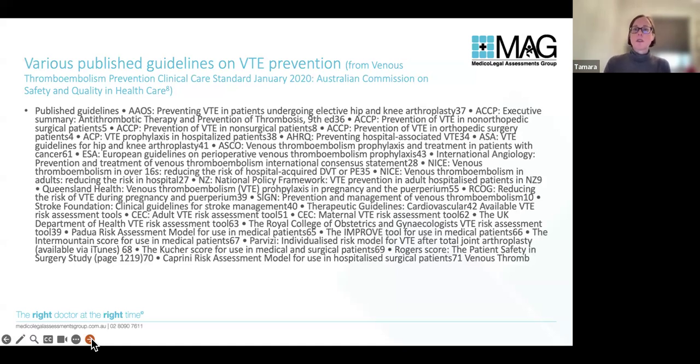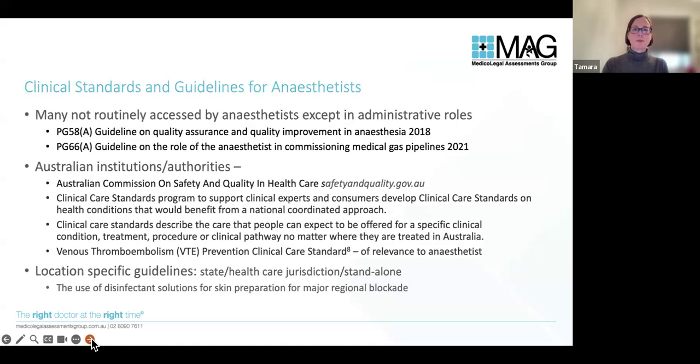So you'll see there are different countries. There's the UK, there's NICE, there's the maternal, there's the RANZCOG, there's New Zealand, there's Queensland Health, there's a hospital admission version, etc., etc. So they really have to be specific to your needs, but they do all have common threads.